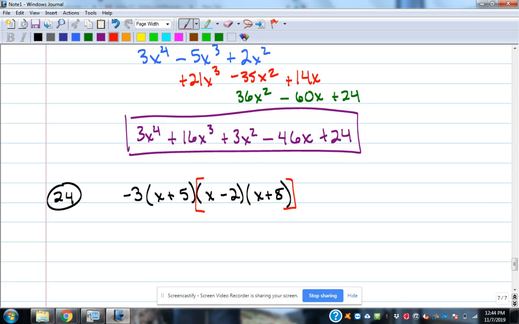So we're going to multiply x minus 2 times x plus 8 first. If I wanted to multiply these two together first, I could. If I wanted to multiply x plus 5 times x plus 8 together first, it's okay to do that. It doesn't matter which way you do that. But just pick two of them to start with. I'm going to pick the two at the right and just work my way from right to left. And that'll give me x squared plus 6x minus 16, right?